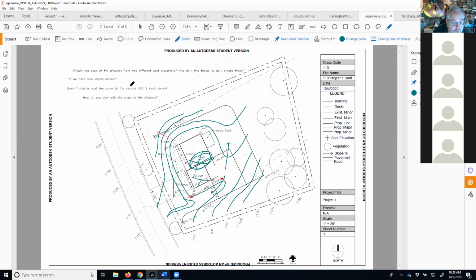Doesn't matter that the curve to the second LPS. Yeah, I already have to change that one, so you can disregard that. How do you deal with the slope of the sidewalk? You treat it just like the driveway.